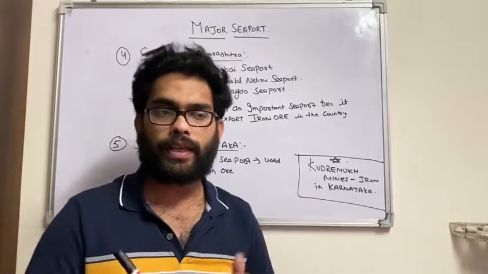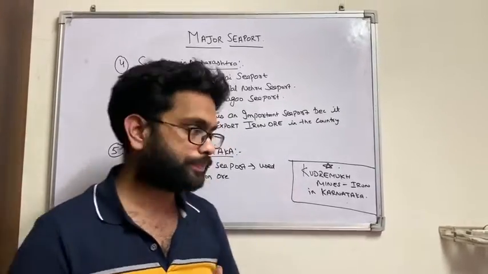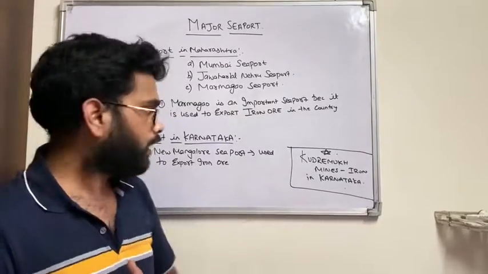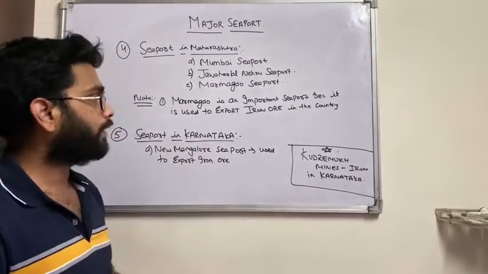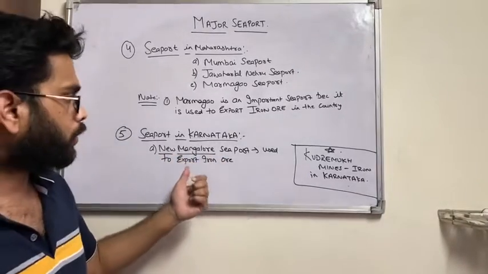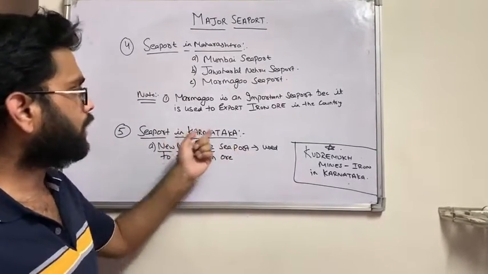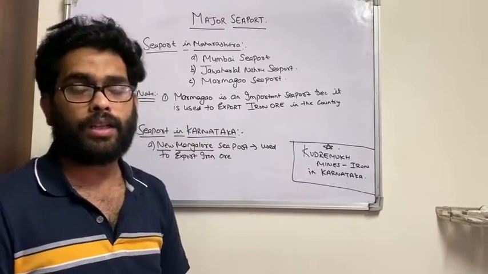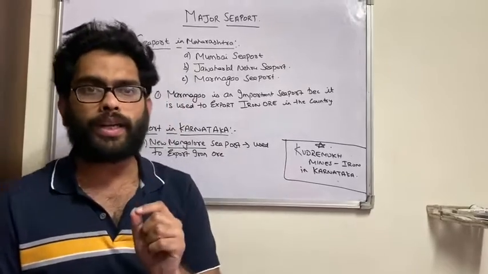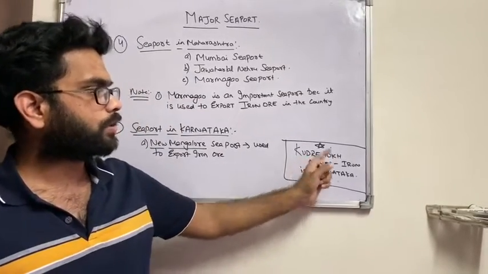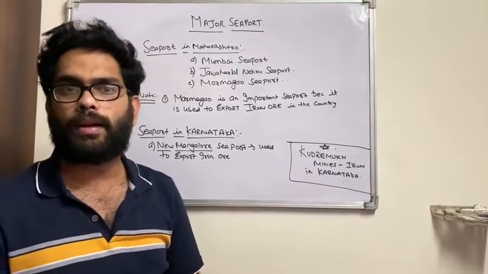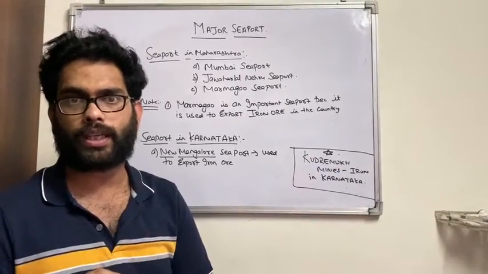Okay. Now let us move further south. Below Maharashtra you will find the state called Karnataka. In Karnataka you have another seaport known as New Mangalore. New Mangalore is a seaport located in Karnataka. In Karnataka, we have one important mine known as Kudremukh Mines, and in this mine we have an important mineral called iron, which we were talking about.